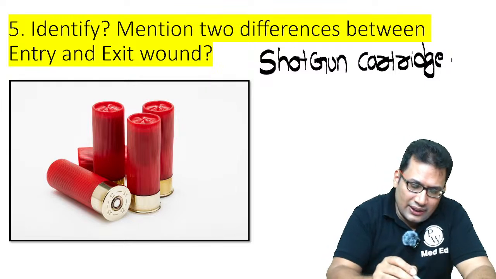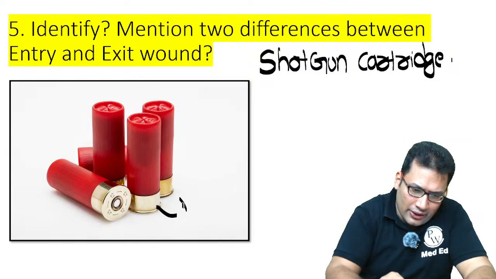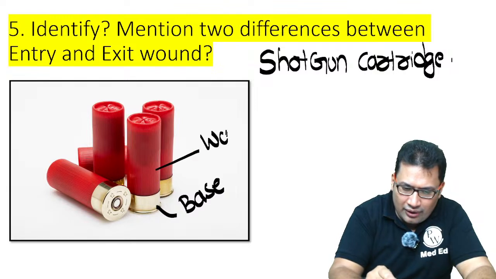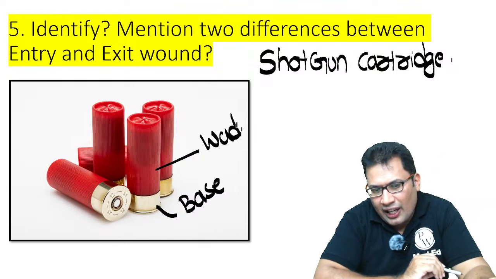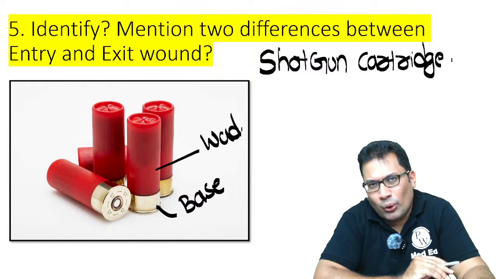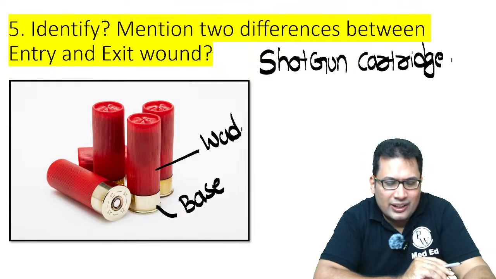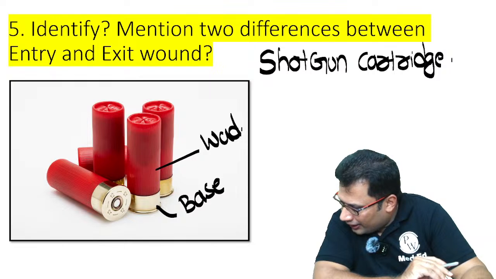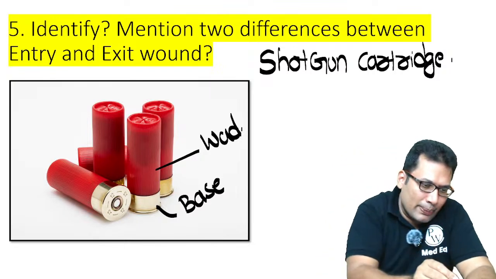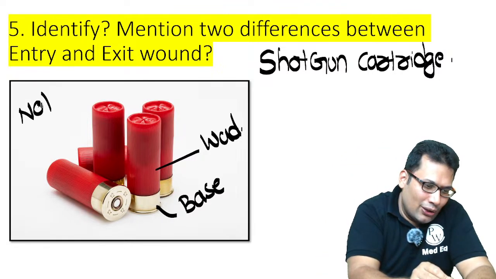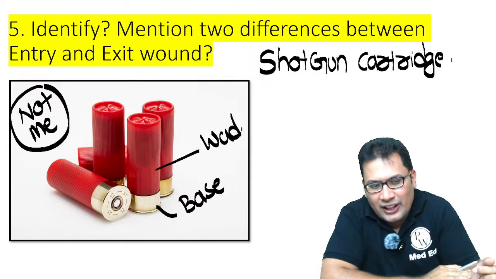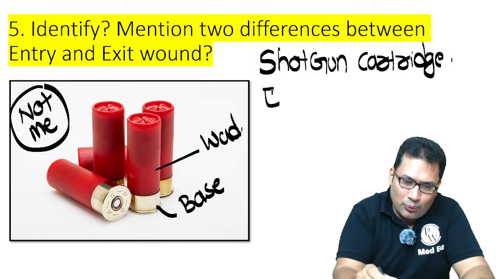This is actually the base. You can also see the wad, a plastic wad, here. When you see a wad, it must be a shotgun cartridge. Shotgun is a smooth bore weapon. Who answered? The answer was given by Not me. What is your real name? Good, he answered. Now, two differences between entry and exit wound.